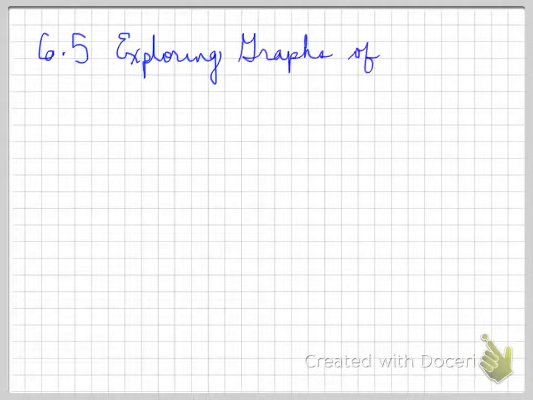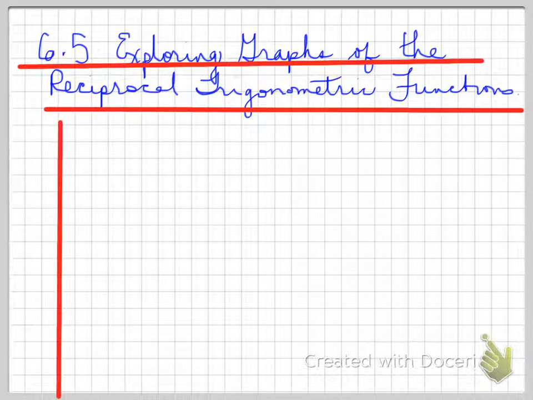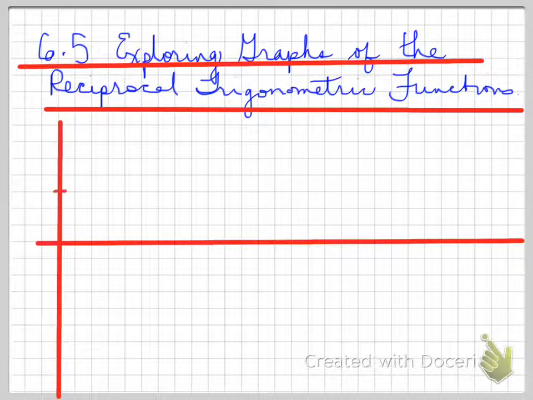All right, 6.5, exploring graphs of the reciprocal trigonometric functions. All right, let's look at the first one. We have our sine graph starting off with the following graph. Here we go.